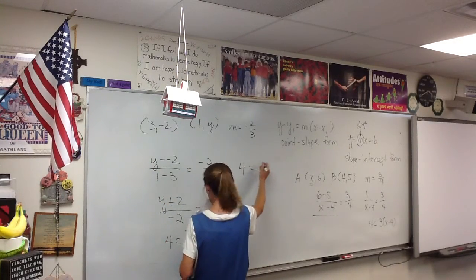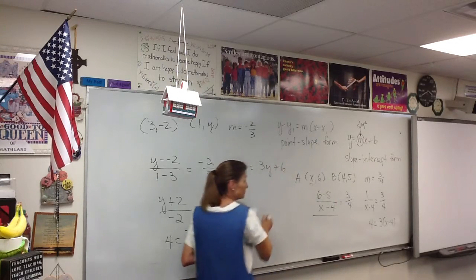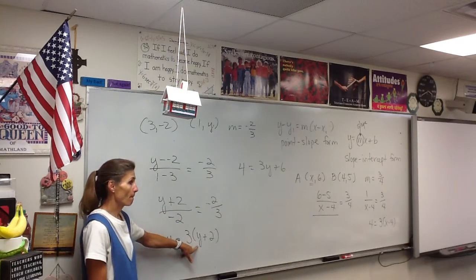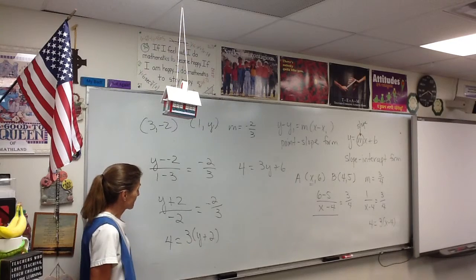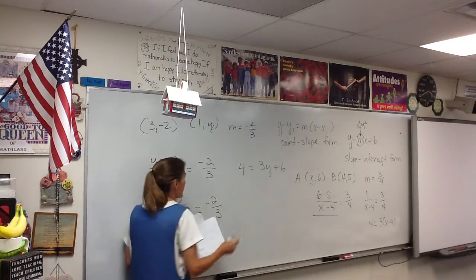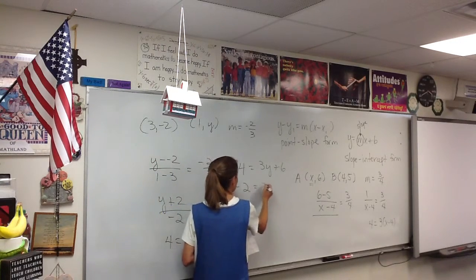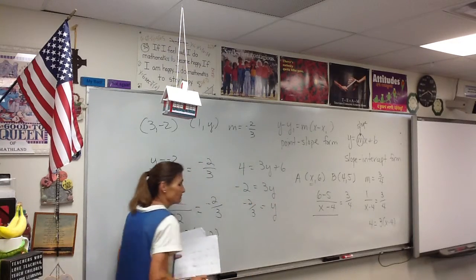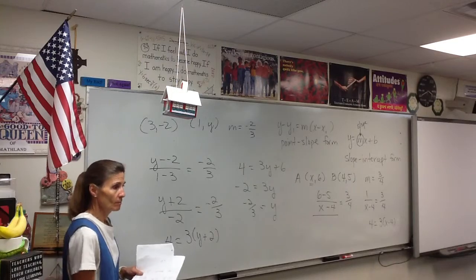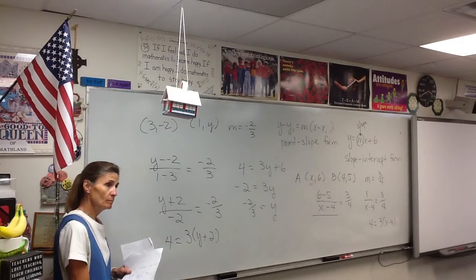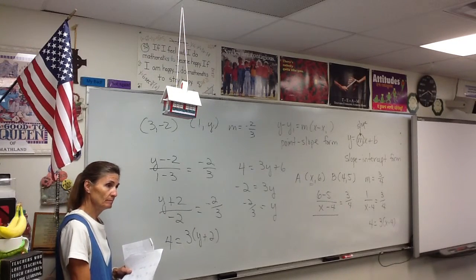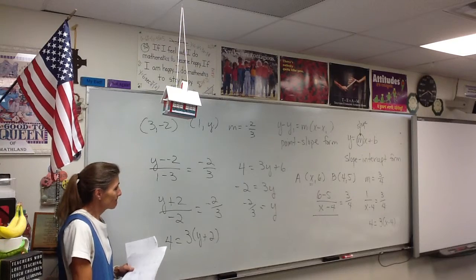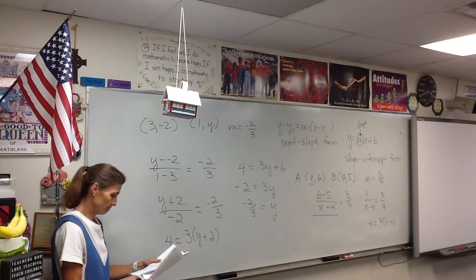So 4 equals 3y plus 6 if I distribute. And if I subtract 6, y equals -2/3. Does that come out? What do you think about that? I feel like that. Good. Very good.